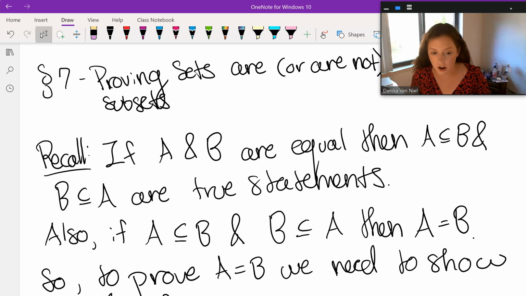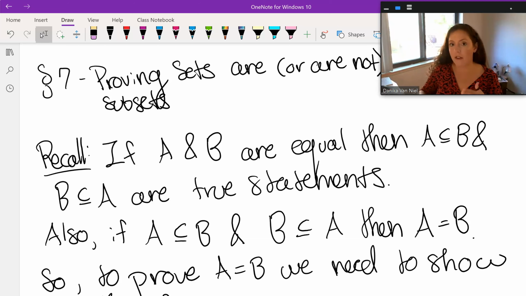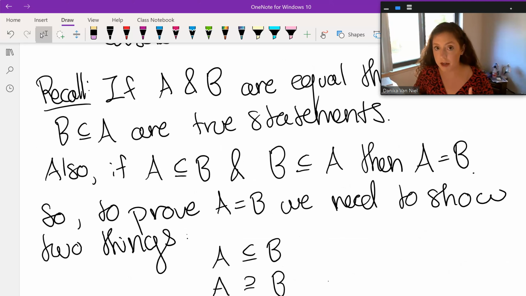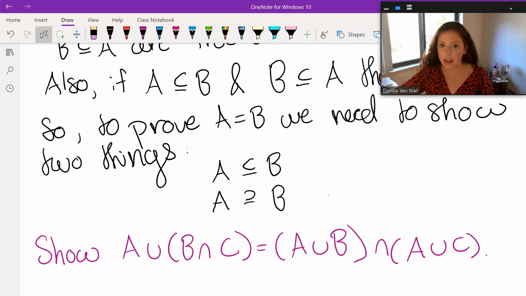First, I want to recall: if A and B are equal, then A is a subset of B and B is a subset of A. If A is a subset of B, that means any element in A, we can also find in B. But we also have, if you remember back to my video, that if A is a subset of B and B is a subset of A, then A equals B. So to prove that A equals B, we need to show two things. We need to show that A is a subset of B and that B is a subset of A.